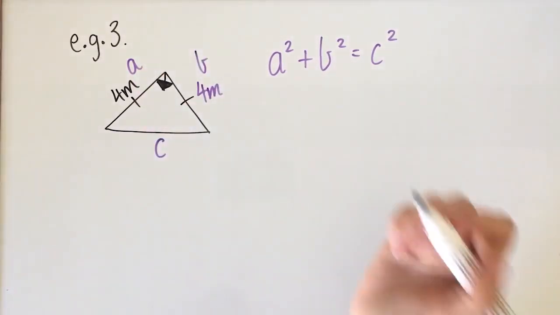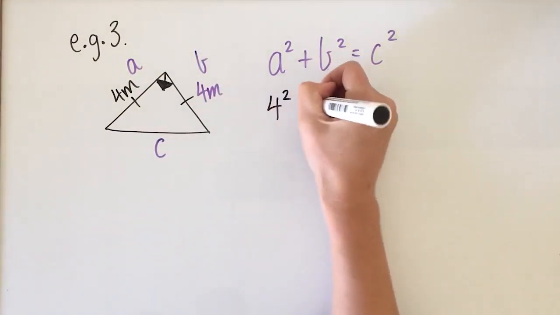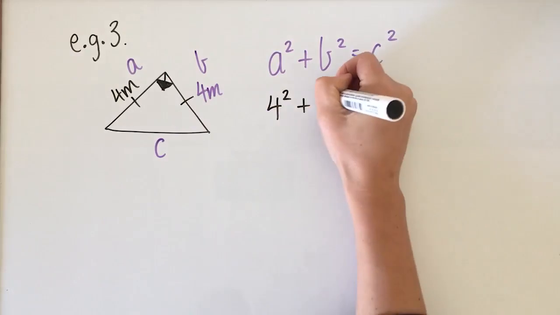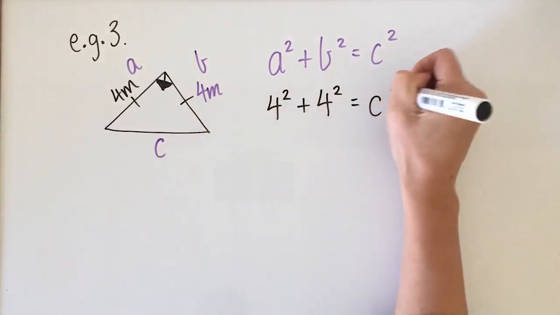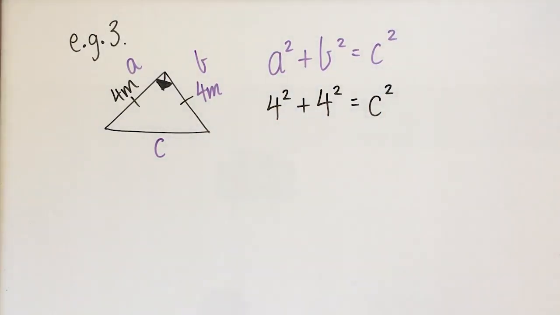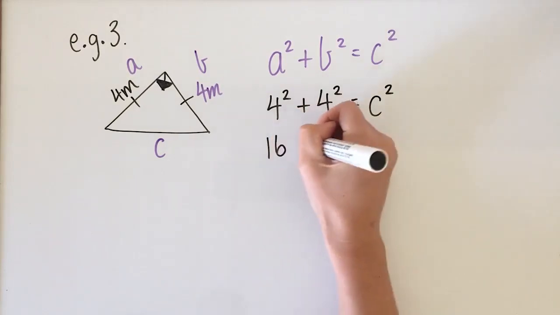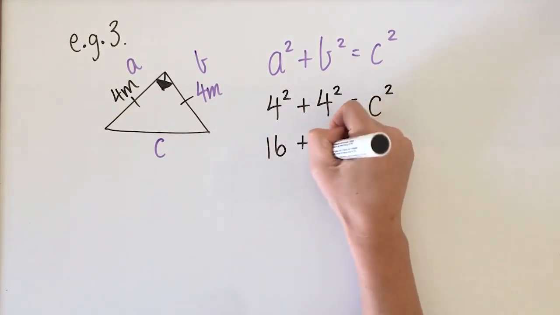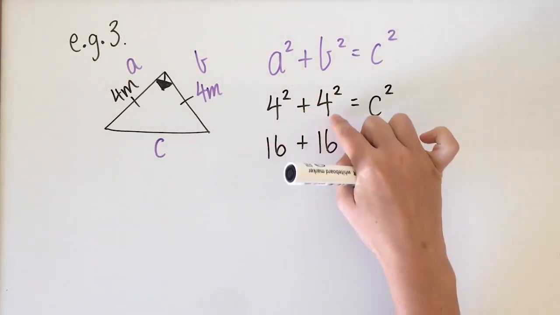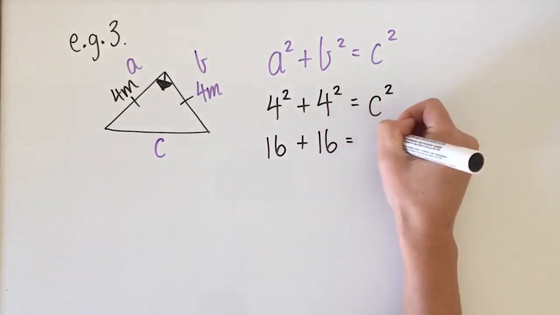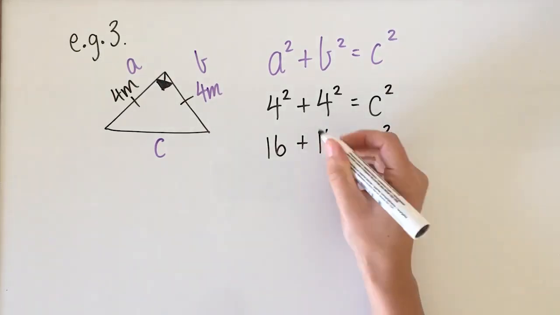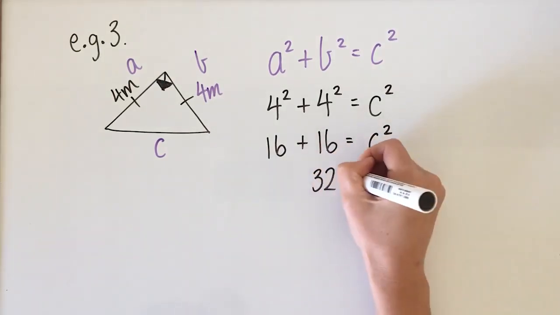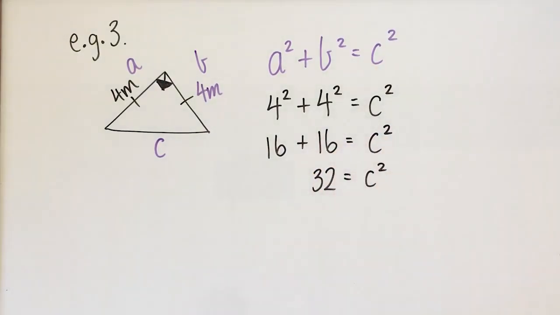All right, I've decided that A is 4, so I'm going to go 4 squared. I've decided that B is 4, so B is going to become 4 as well. And then C, we don't know what that is, so we're going to leave that blank. 4 squared is 16, because 4 times 4 is 16. 16 plus 16, I know that one in my head. That one's 32. Still going to be C squared.